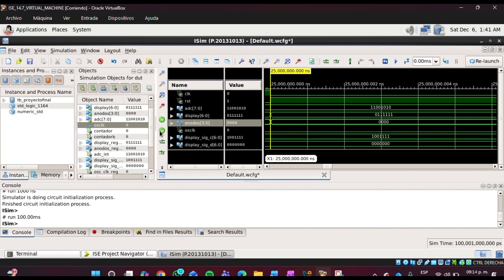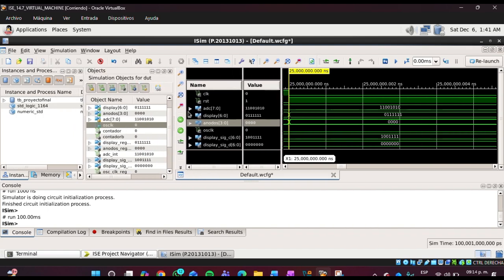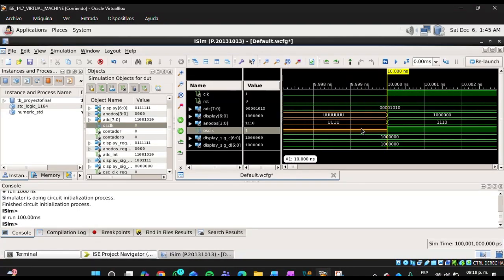And as we can see in this part of our simulation, we have all the counters at 0, and also the PWM signal of our servo motor goes to 0. What we have to analyze next is the PWM signal.